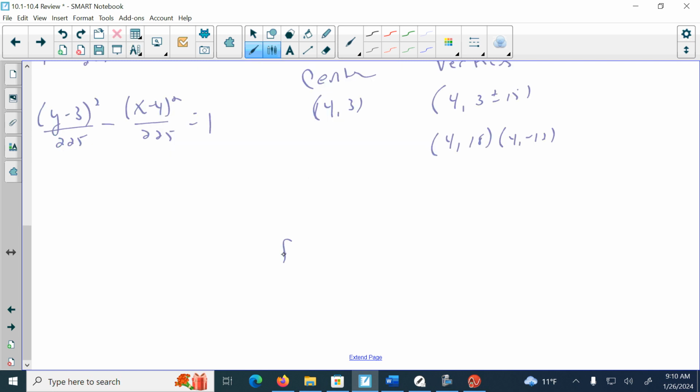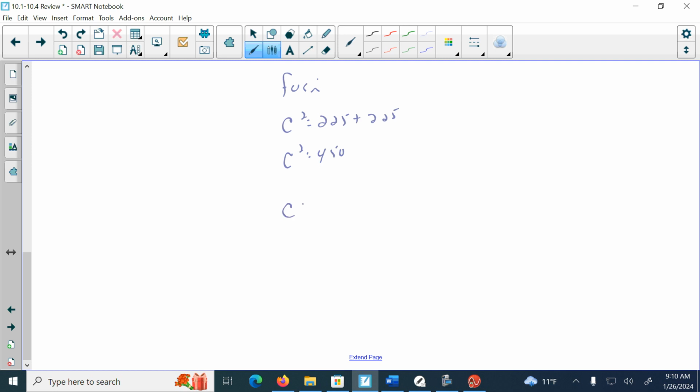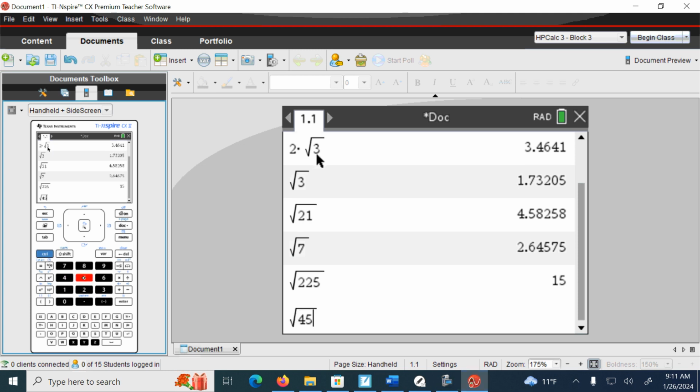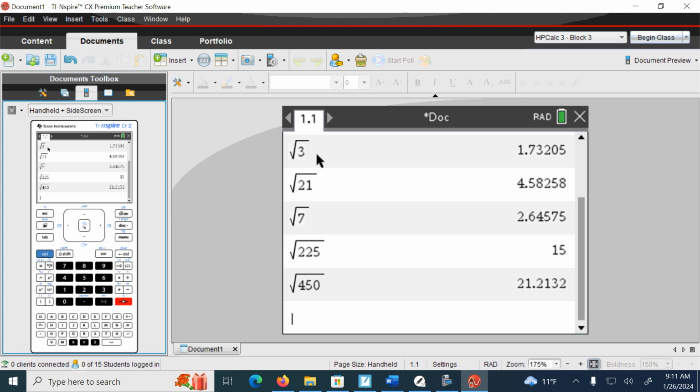To find my foci, I'm going to say c squared is equal to a squared plus b squared. So that c squared is going to equal 450. And what would c equal? So here, let's practice this. The square root of 450 is probably going to give you a decimal. I don't know what it's going to do. It's going to give you a decimal.